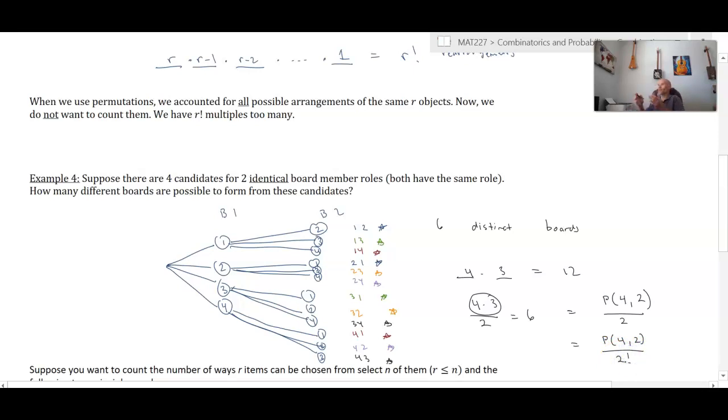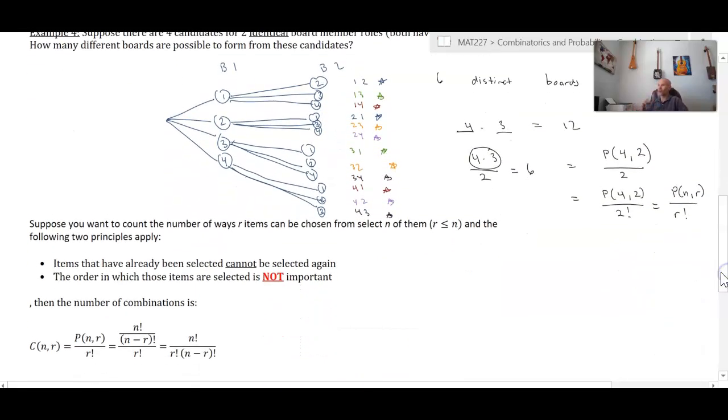Now the 2 factorial is the number of people that I'm selecting at a time, and we have already said that if there are r people, so from n select r, what we need to essentially do here is divide out the number of duplicates, the extra multiples that we have. Well, we have r factorial multiples of the same r people. And so if I want to figure out the number of distinct boards omitting those duplicates, the different rearrangements of the same 2 people, thus the same board, I have to divide out the number of duplicates.